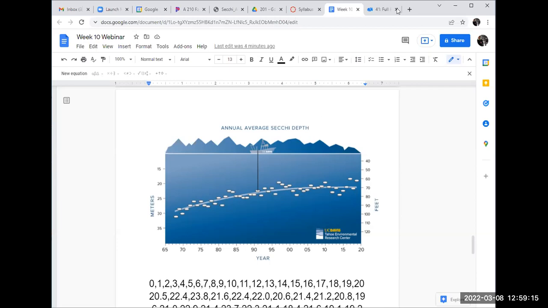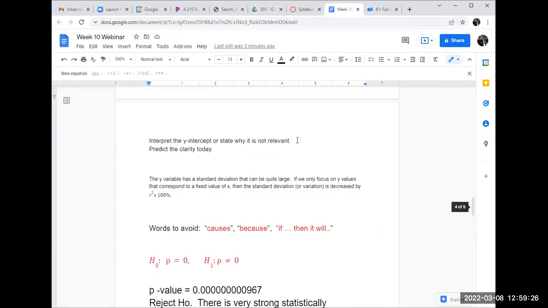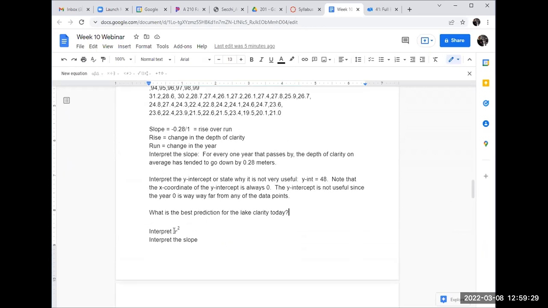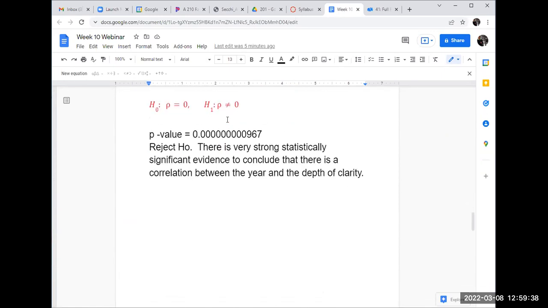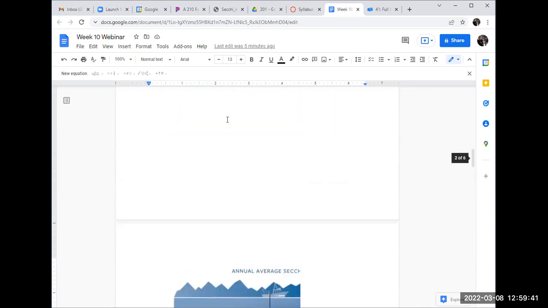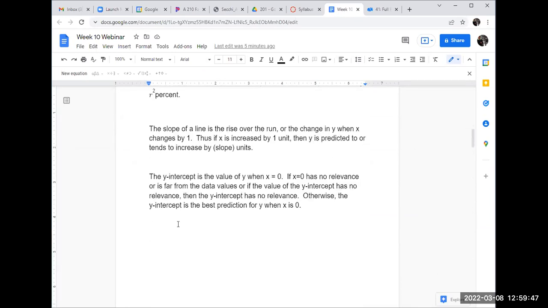So let me talk about this right here, and that's the R squared. This was the R squared from the previous time. That's about 0.84. Let's write this down. So let's interpret R squared. Let me write it this way because often you'll see this. R squared was equal to 0.84.